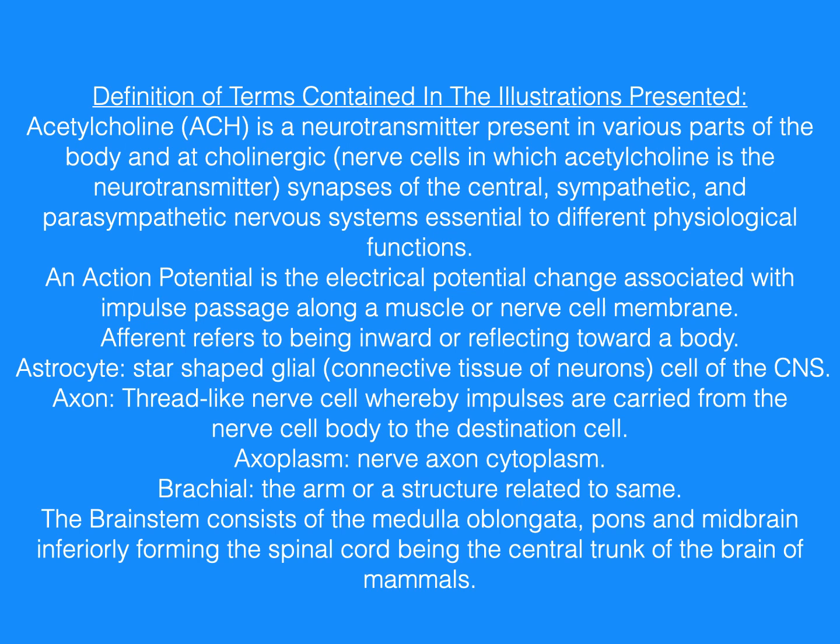Astrocyte, star-shaped glial cell of the central nervous system. Axon, thread-like nerve cell whereby impulses are carried from the nerve cell body to the destination cell. Axoplasm, nerve axon cytoplasm. Brachial, the arm or a structure related to same. The brainstem consists of the medulla oblongata, pons, and midbrain, inferiorly forming the spinal cord, being the central trunk of the brain of mammals.